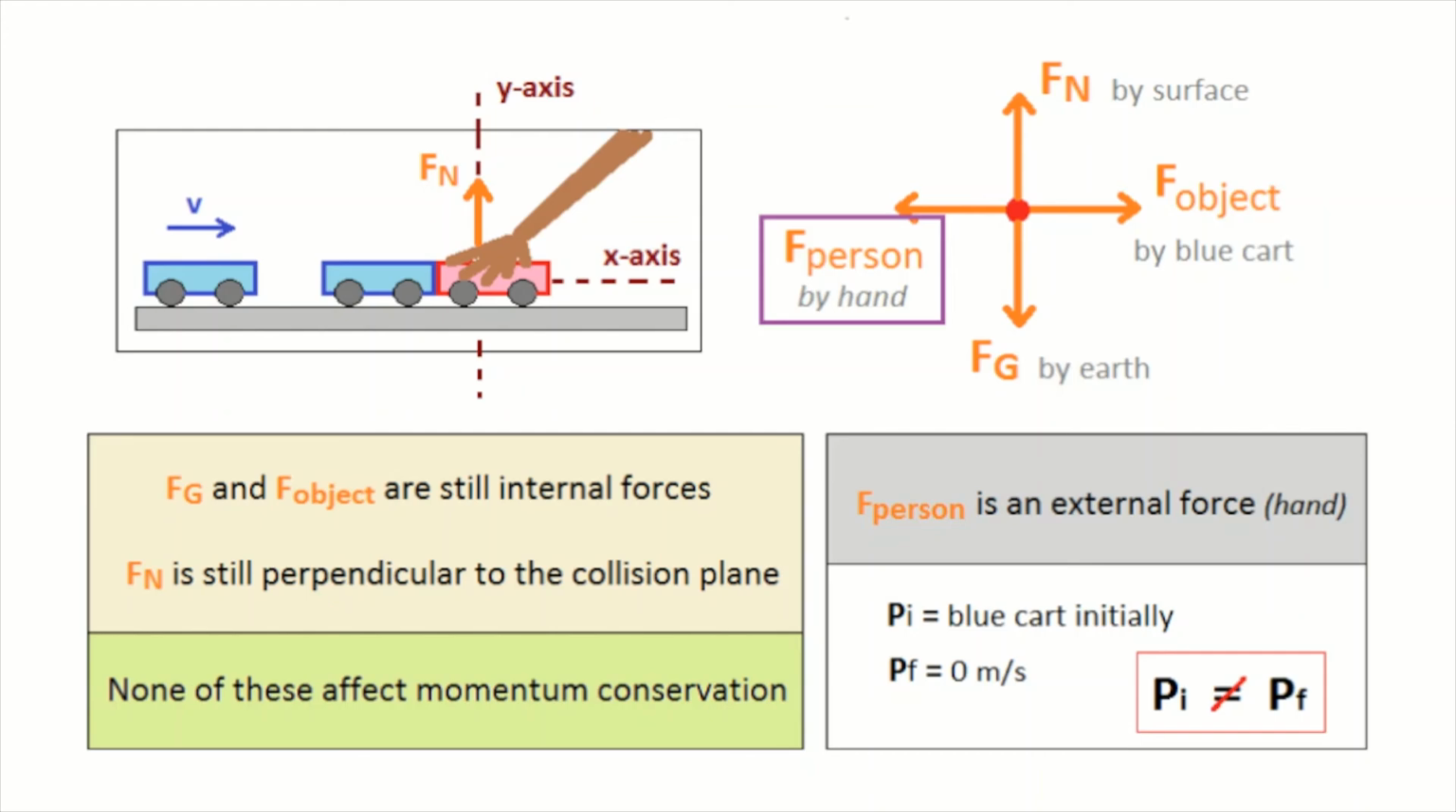But now we have a fourth force to deal with. This is on the red cart by the person's hand. The person's hand is external to our mechanical system, and the direction of this force is clearly along the x-axis, the same axis that the collision occurs along. So we would say that this force does affect the conservation of momentum, and we would not want to use our law. Look at the blue cart specifically. It had momentum because it has a mass and a velocity initially. At the end, everything has come to rest, so nothing has momentum. That's a clear change from some to none, and the reason it changed is because we have an external force as the cause of that.